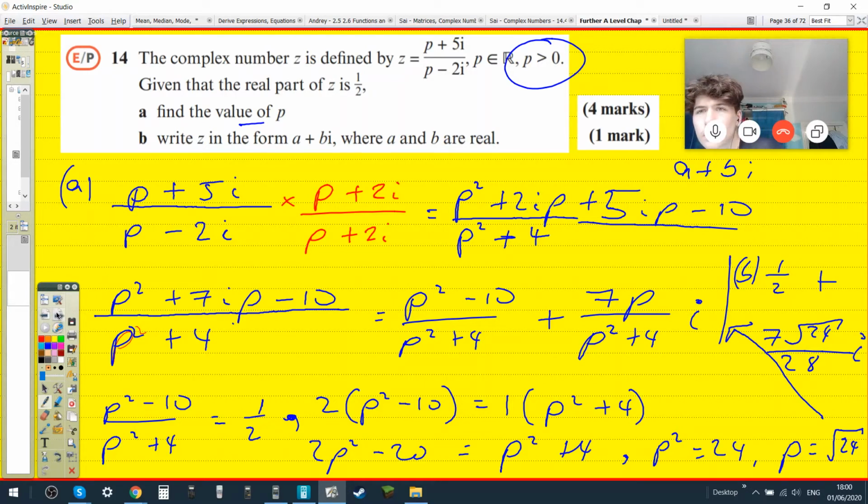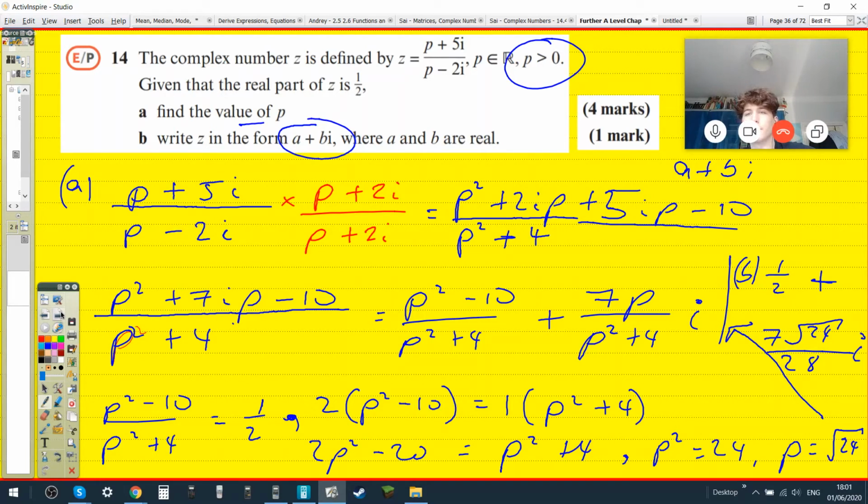Any questions about that? For part B, you said half plus 7 root 24 over 28i. Yeah, I just subbed root 24 for p. Could we not use the equation at the top where it says z equals? They wanted it in this form. But it moves on to the same thing, so we already did the work for that. We can just use what we did.